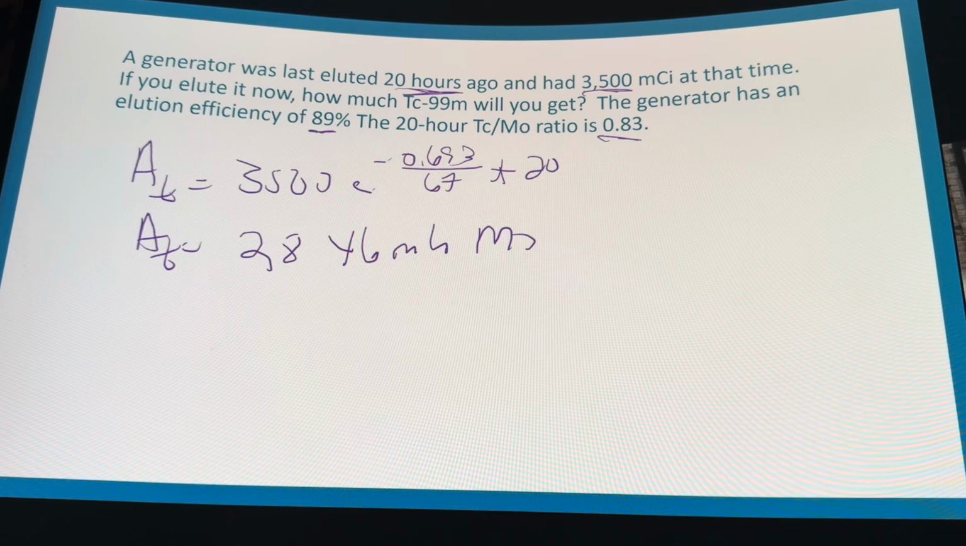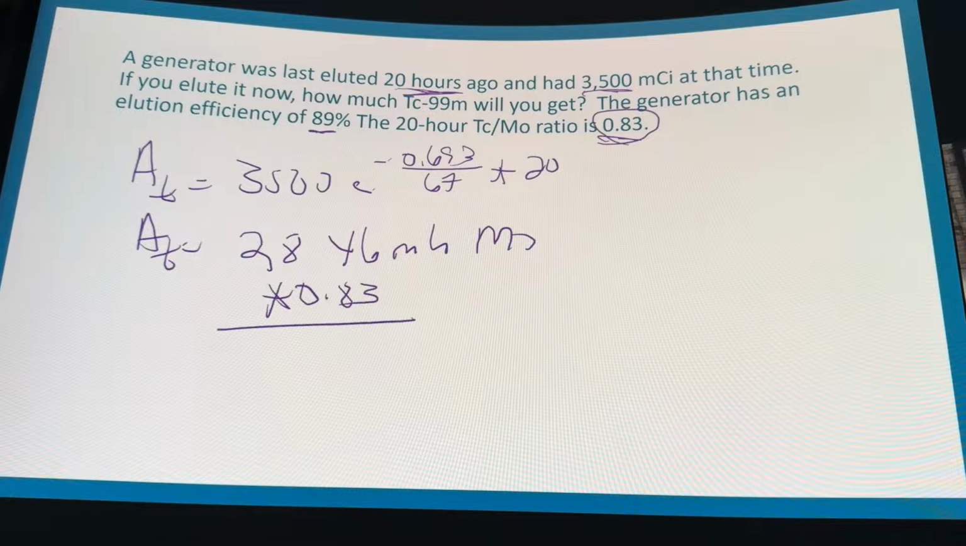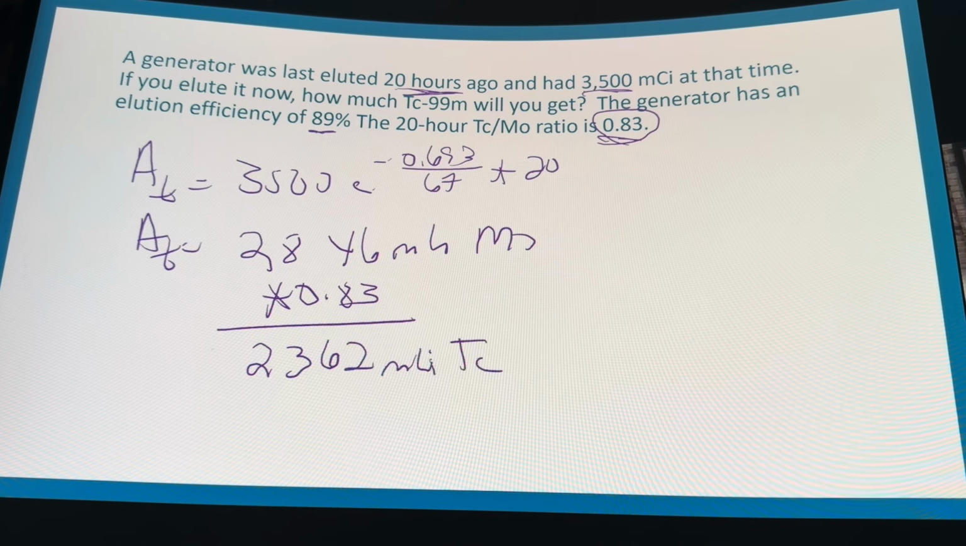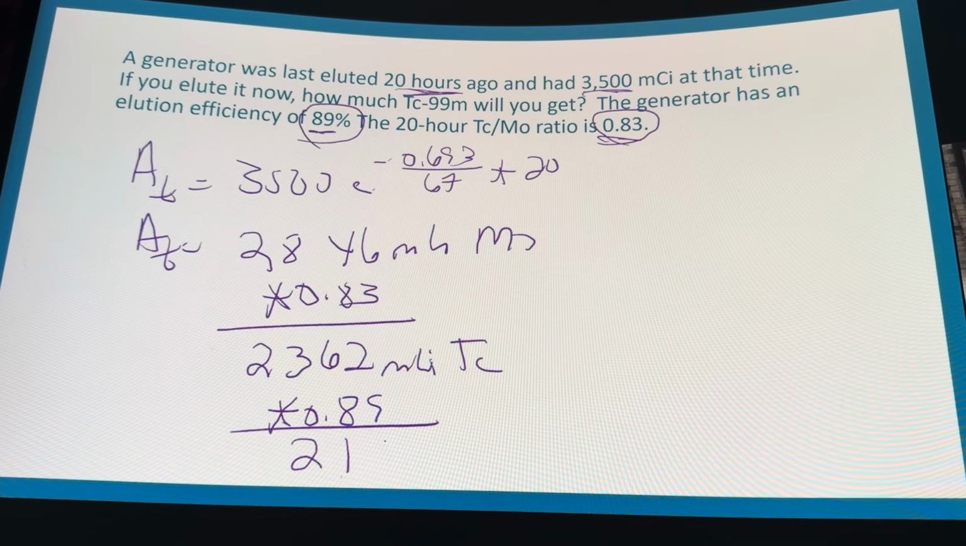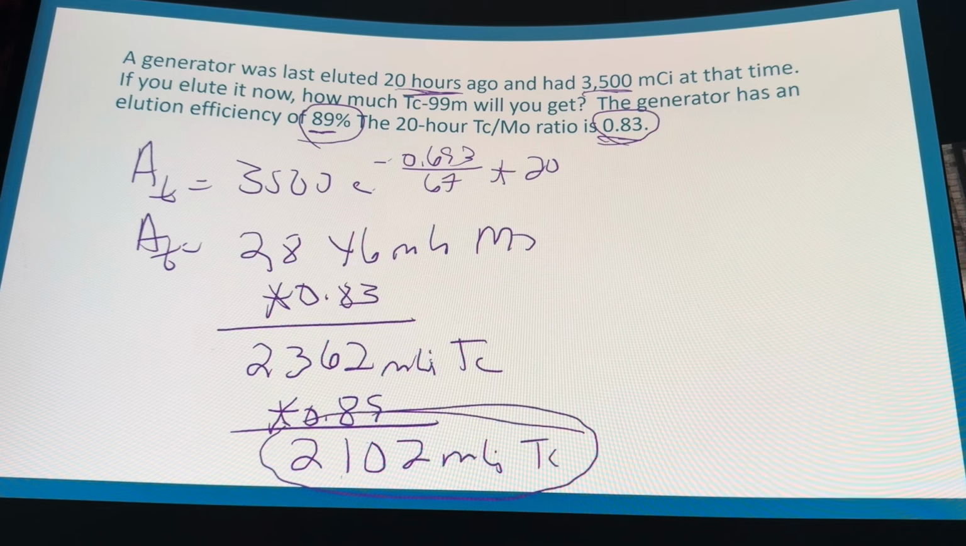Step 2, how much technetium do I have in there? What's my theoretical yield of technetium? I have to multiply by the 0.83. That gives 2,362 millicuries of technetium. That's my theoretical yield. Now my actual yield is the theoretical yield times my efficiency. My final answer is 2,102 millicuries technetium actual yield.